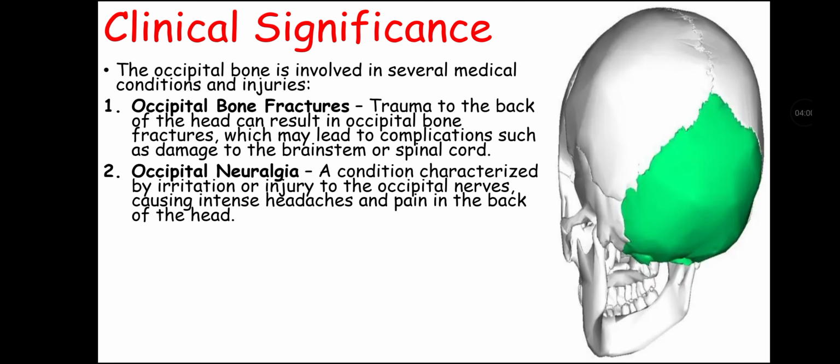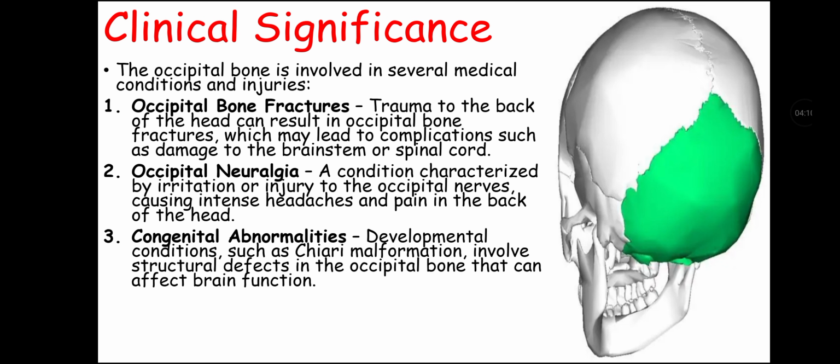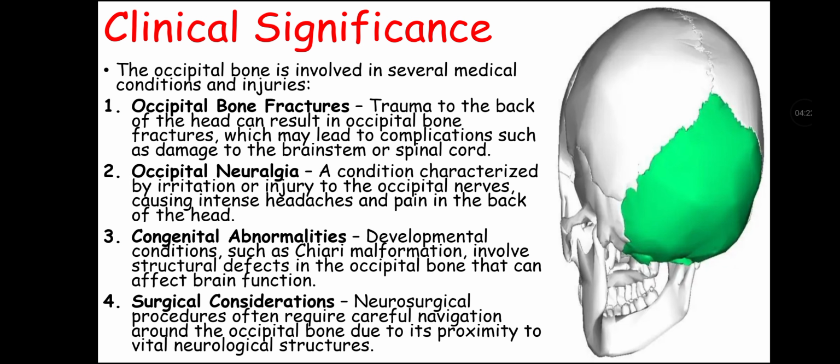The second clinical significance is occipital neuralgia. That is a condition characterized by irritation or injury to the occipital nerve, causing intense headache and pain in the back of the head. And the third significance is congenital abnormalities, as they are the development conditions such as Chiari malformation involve structural defects in the occipital bone that can affect brain function. The next significance is surgical significance, as neurosurgical procedures often require careful navigation around the occipital bone due to its proximity to vital neurological structures.